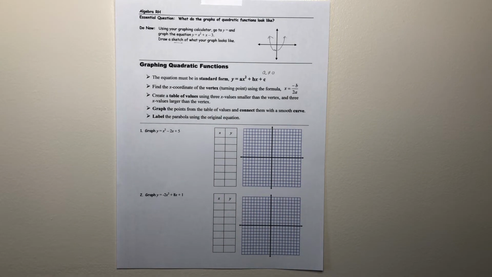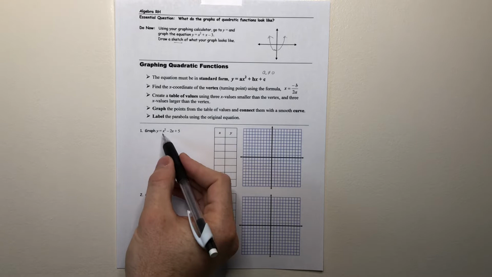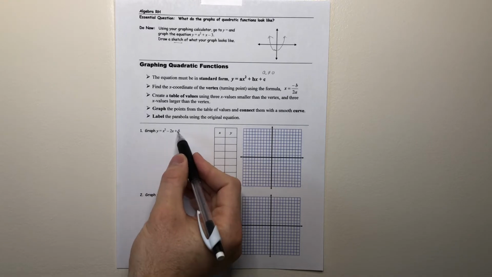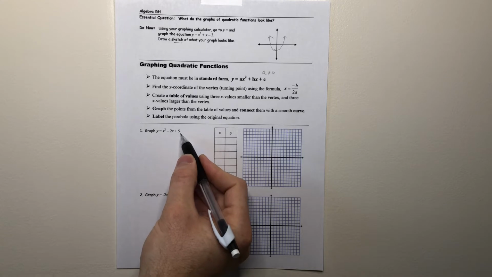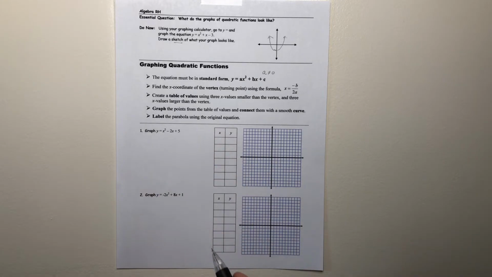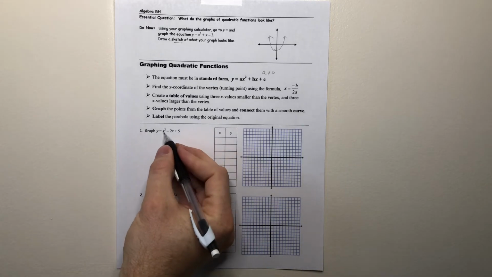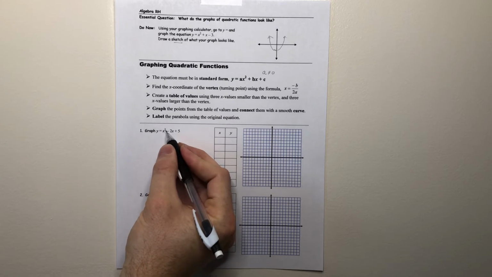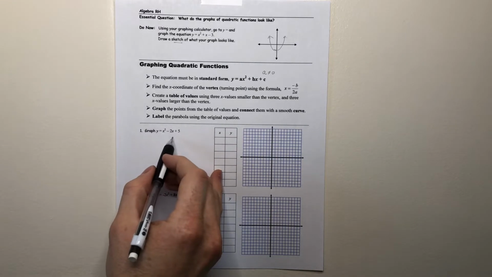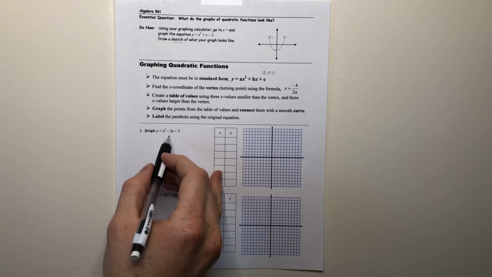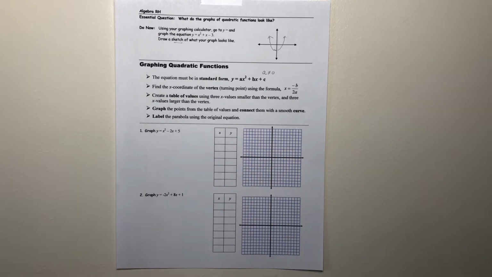So here's what I want you to do real quick. I want you to take our first example, and I want you to type this into your y equals. It's y equals x squared minus 2x plus 5. Again, how do I know this is quadratic? Because the x is to the second power. So go ahead and pause the video, type this into your y equals, and then just get the table of values ready, and then we'll fill this out together.